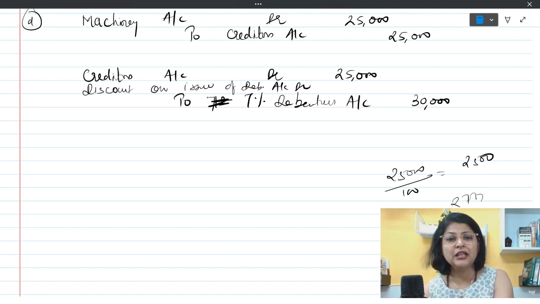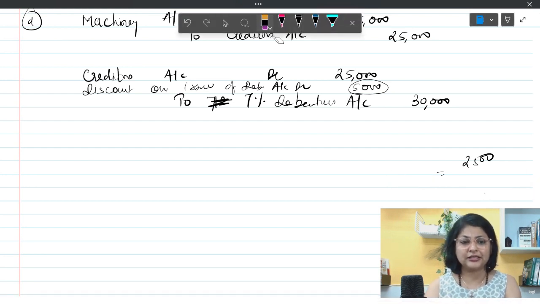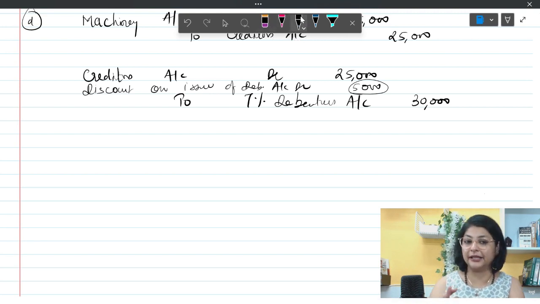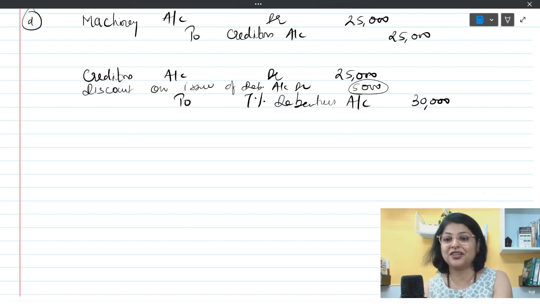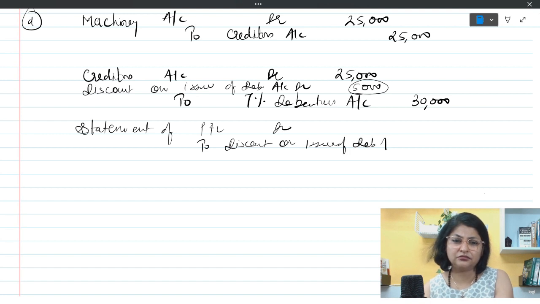Discount on issue of debenture account is going to come over here. It will be debited with the balancing figure 5,000, though you can do the calculation and find the number of debentures. Right now, I am not telling you that calculation. I am just writing the balancing figure for the sake of easy understanding. Okay, now since the discount on issue of debenture account is open, it has to be closed also. So how are we going to close? From statement of P&L. Statement of P&L will be debited and discount on issue of debenture credited. This is going to be 5,000 rupees.